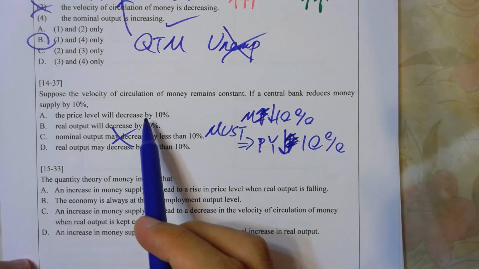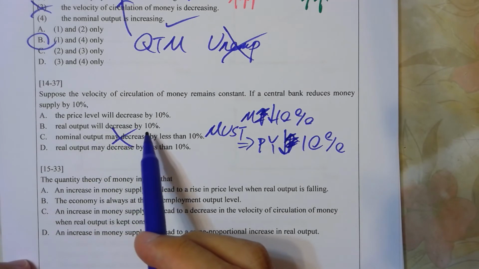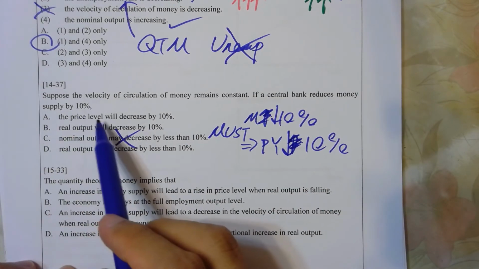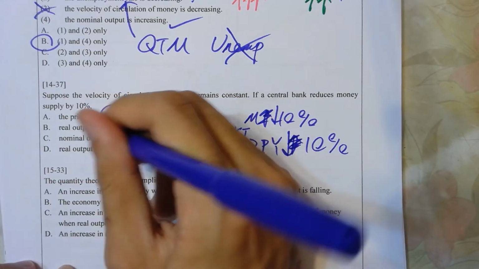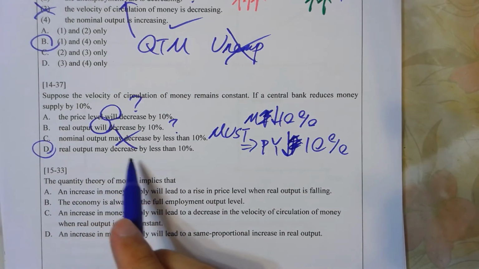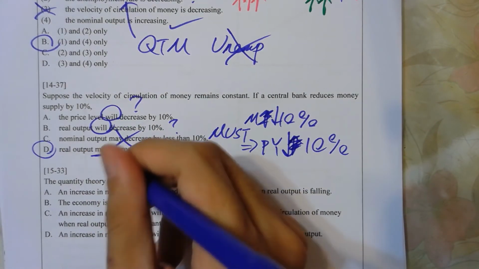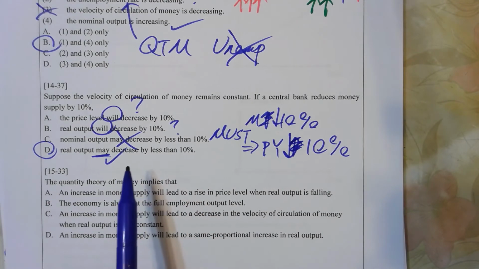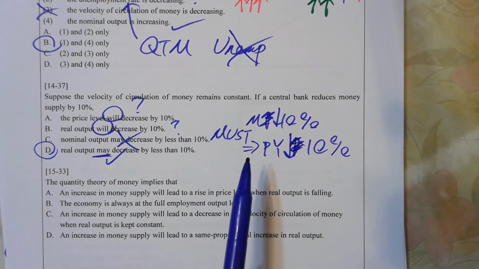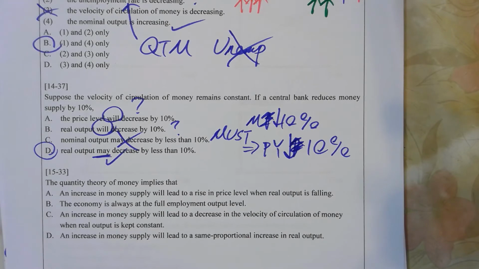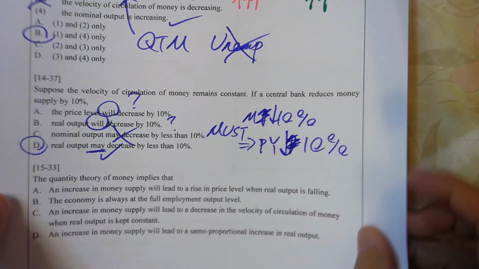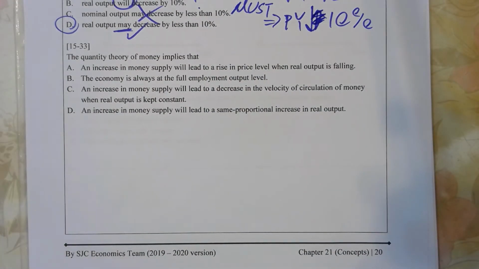Now, A and B. A, price level will decrease by 10%. Or real output will decrease by 10%. Remember, we only know PY together will be decreased by 10%. We do not know them individually. How do I know how many percent? So, answer is actually D. May decrease by less than. Yes, may is correct. There is a chance that real output decreased by 2%. Then the price level decreased by 8%. Then together decreased by 10%. Something like that. Okay, it's totally possible. So D. Now, 2015.